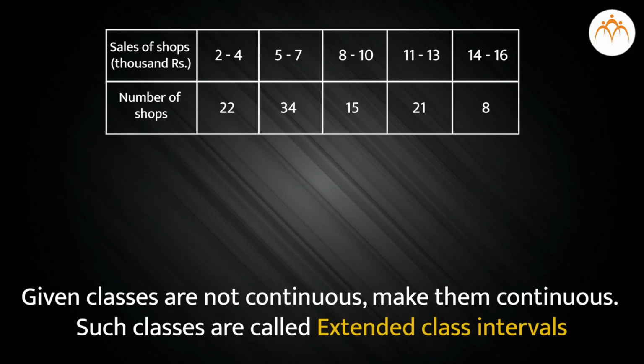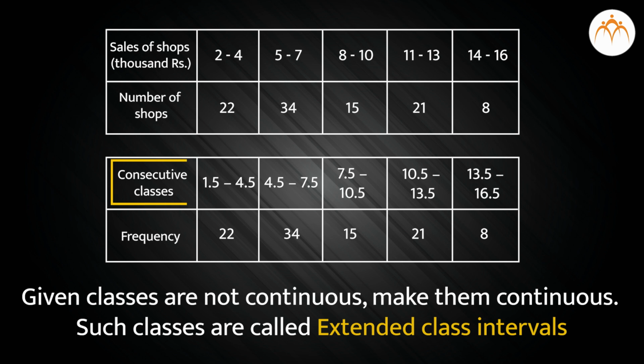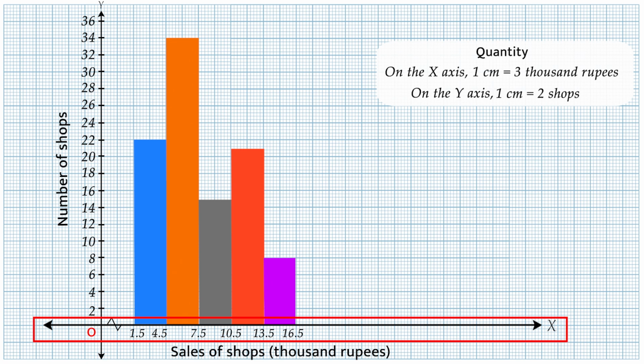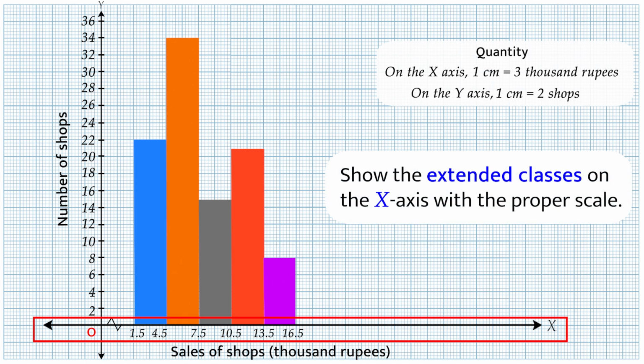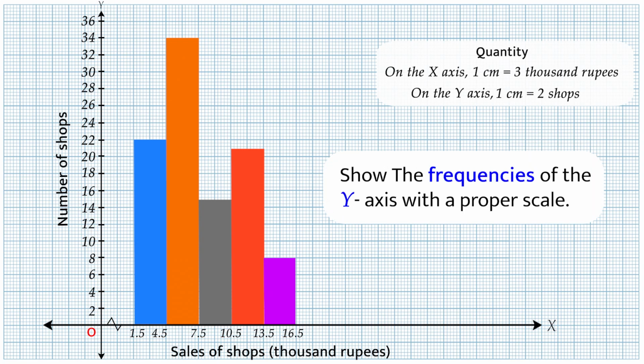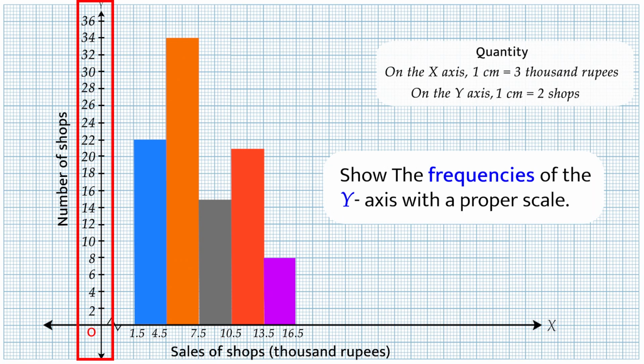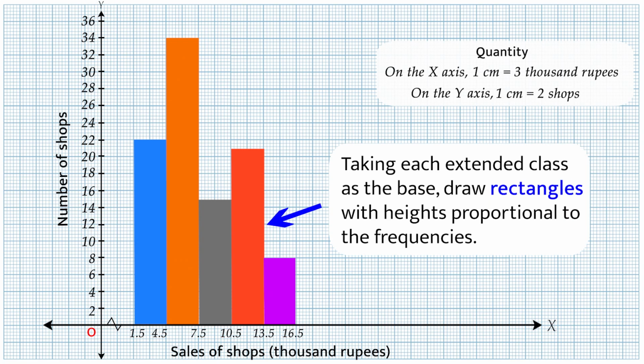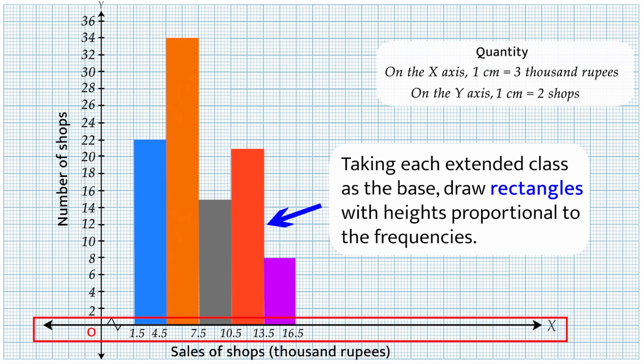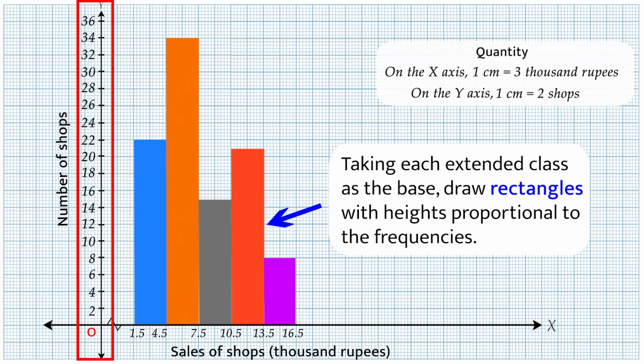Method of drawing a histogram. If the given classes are not continuous, make them continuous. Such classes are called extended class intervals. Show the extended classes on the x-axis with the proper scale. Show the frequencies on the y-axis with a proper scale. Taking each extended class as the base, draw rectangles with heights proportional to the frequencies.